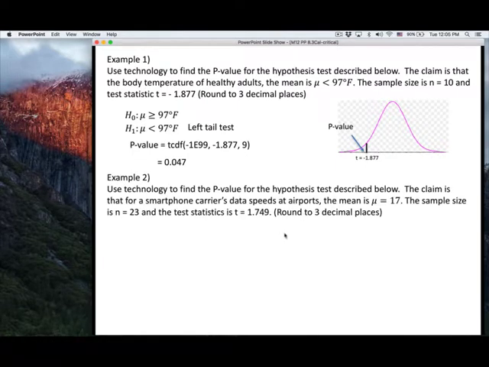Okay, so example 2, I want you to try to do it by yourself. Just like the previous example, write down the null and alternate hypothesis. And then decide whether it's going to be a left tail, right tail, or two tail test. And then sketch the distribution and use the tcdf to find the p-value.